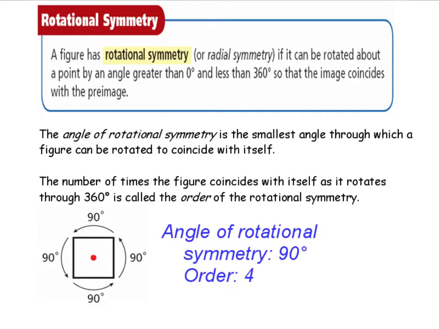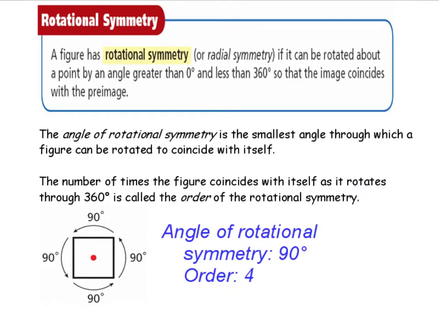A figure has rotational symmetry, or what we call radial symmetry, if it can be rotated about a point by an angle greater than 0 and less than 360 so that the image coincides with the pre-image. So this is kind of like this square here. An angle of rotational symmetry is the smallest angle at which you can rotate it and make it look exactly the same. The number of times it rotates is called the order.